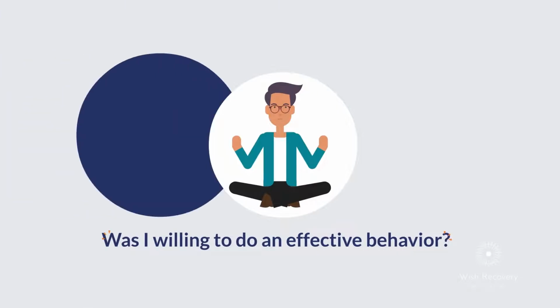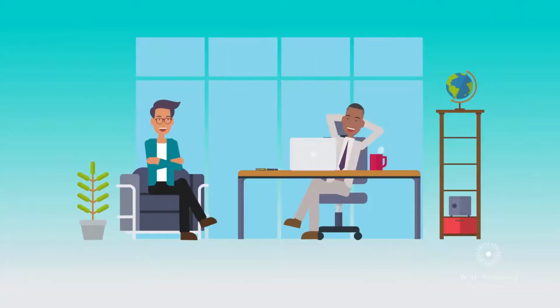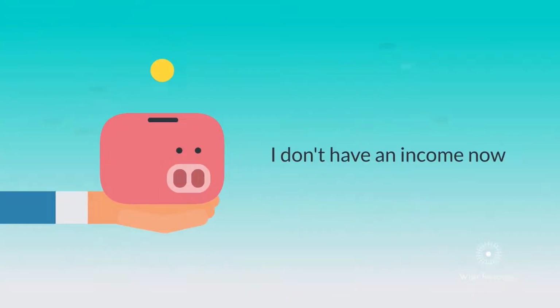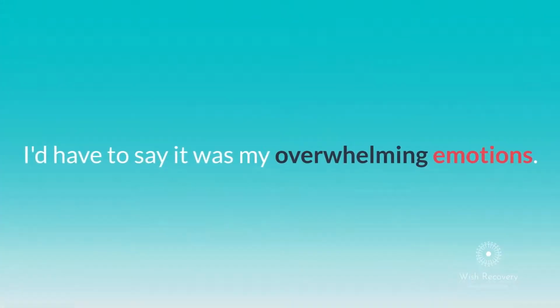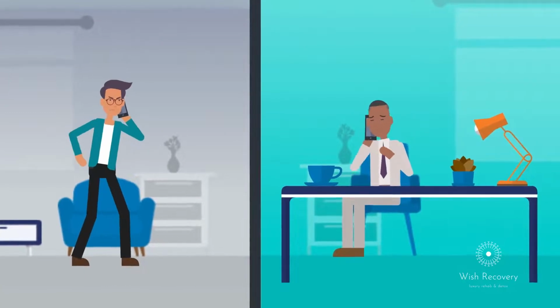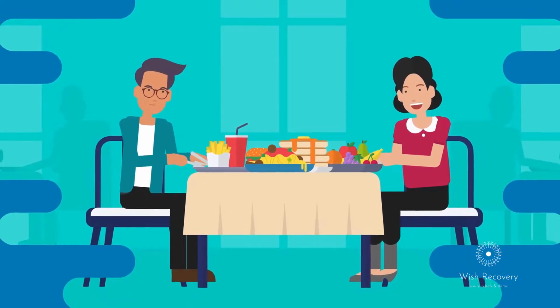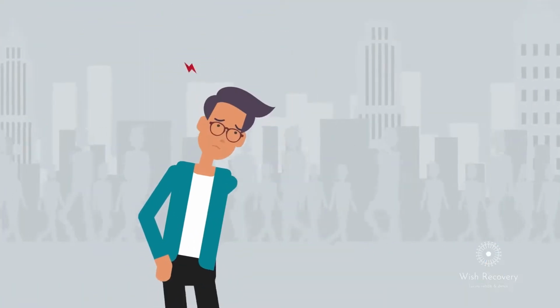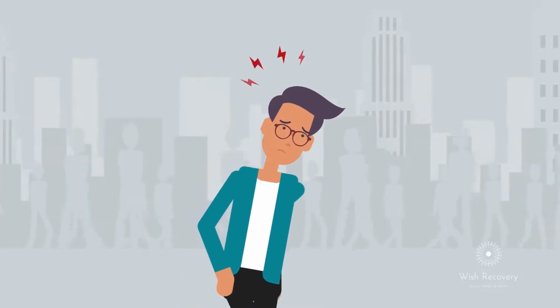Was I willing to do an effective behavior? Yes, absolutely. I would have been willing had I thought of it at the time instead of wasting my money knowing I don't have an income now. What got in the way of doing the effective behavior? I'd have to say it was my overwhelming emotions. I was fearful. I felt frustrated and angry. One of the first things I remember thinking was how no sooner had I started to finally get my life on track, this had to happen. I was devastated. My emotions were so intense I couldn't think straight.